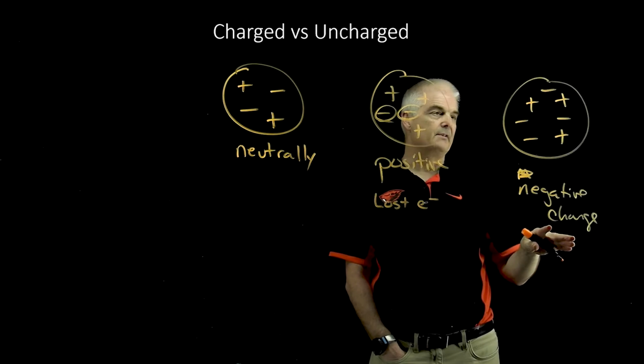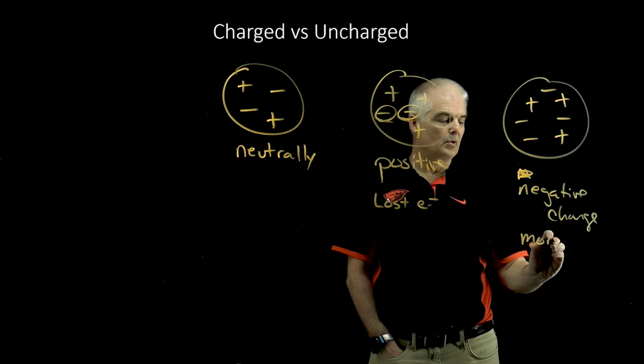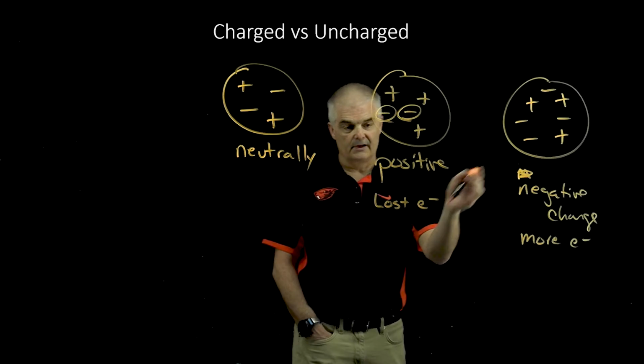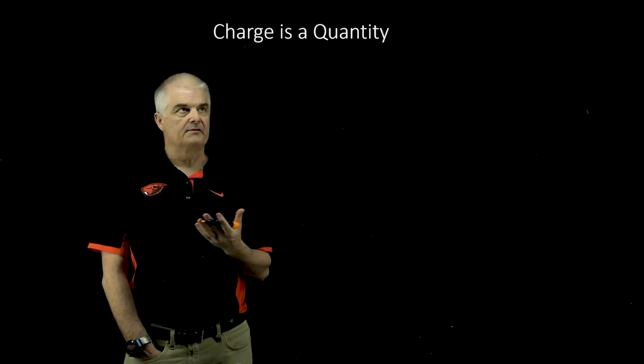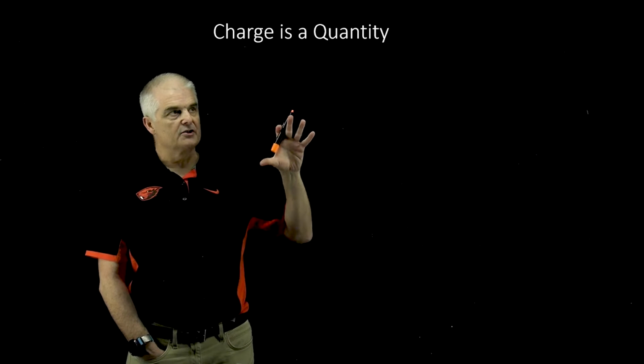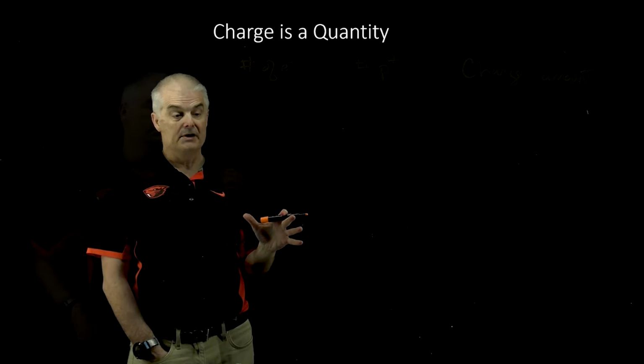Conversely, why does something have a negative charge? Because there are more electrons. And the symbol for an electron is this funny looking e negative. The last thing I want to talk about in this video is that charge is actually a quantity. It's something that we measure.